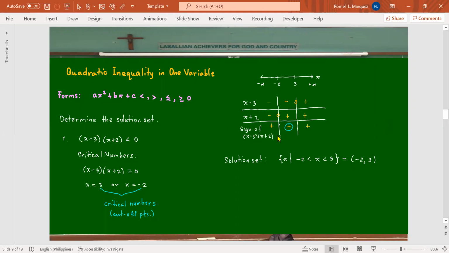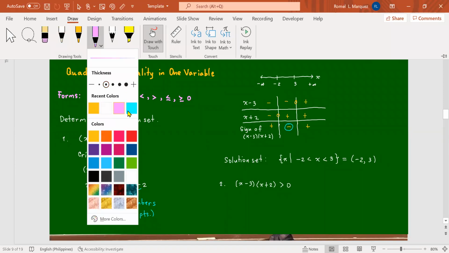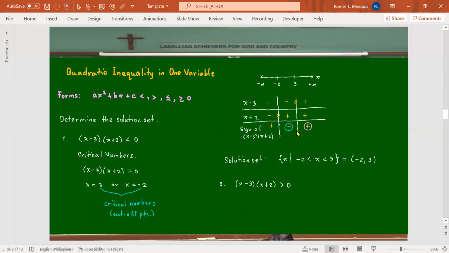Can you give another example? Of course. Number 2: what if I reverse the problem? What if I have greater than 0? Be sure the right side is 0. If the right side is not 0, you cannot apply the rule. So, instead of less than, we have greater than. Meaning, what are supposed to be the solutions, children? This time, the positive intervals. Is that clear, children?